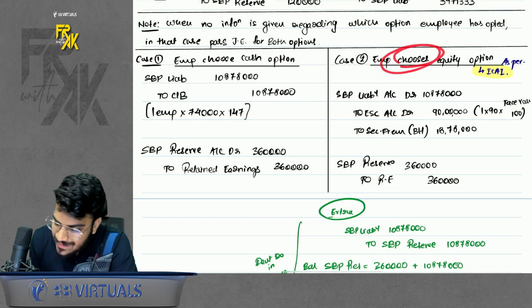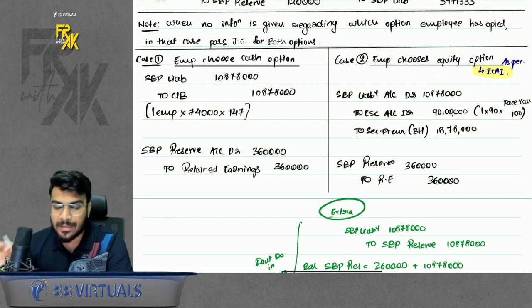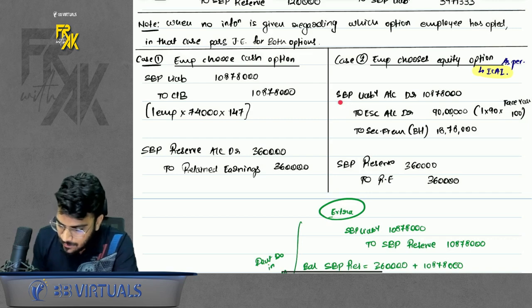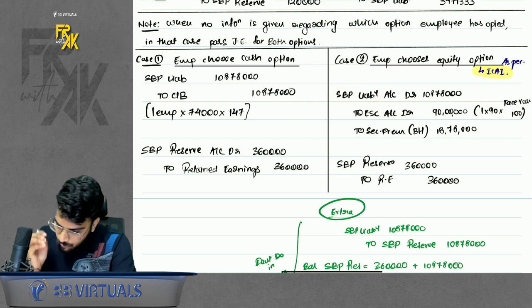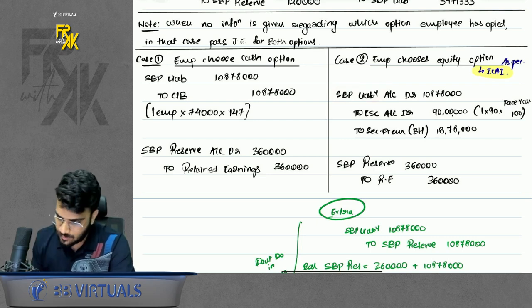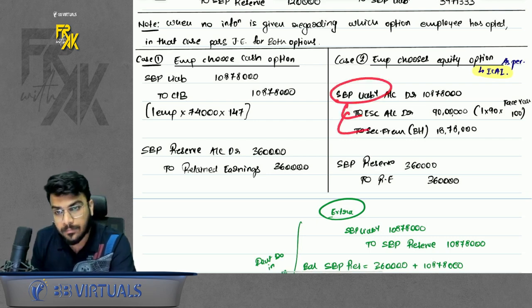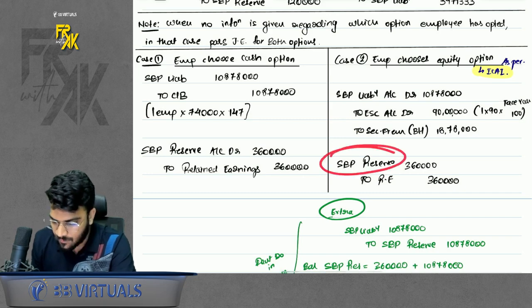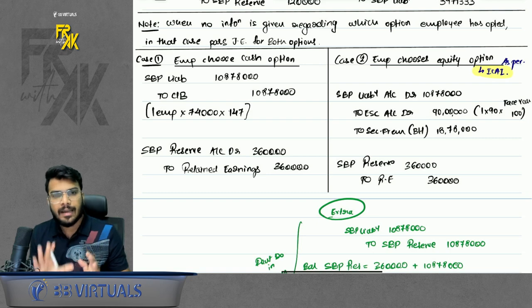What if the employee chooses the equity option? I will only discuss what ICAI has done. What ICAI does is, they reverse the liability. From this liability only they give the equity shares. So liability is reversed to capital and premium, and whatever is the balance of SBP reserve is transferred to retained earnings. So ideally it is easier for you.